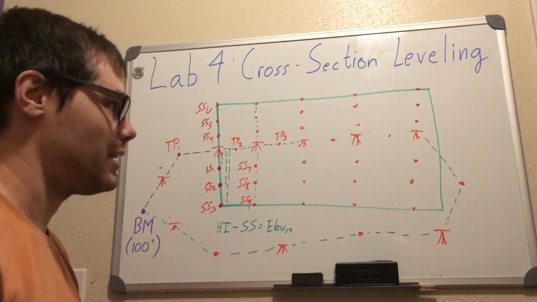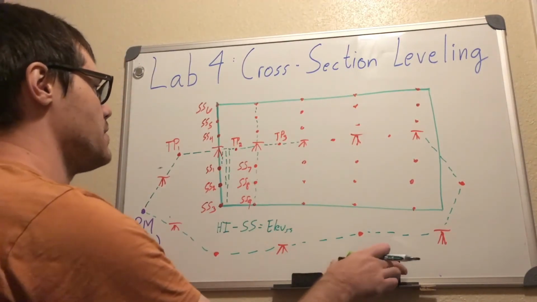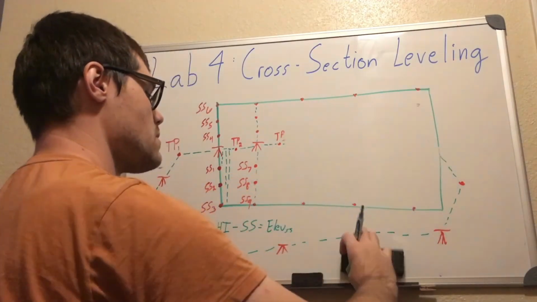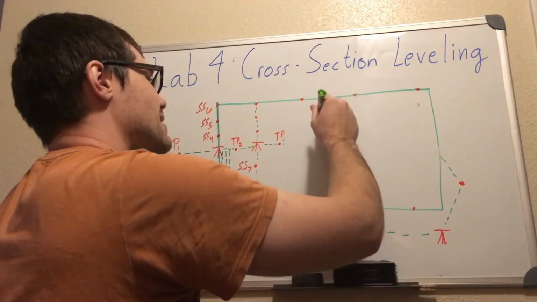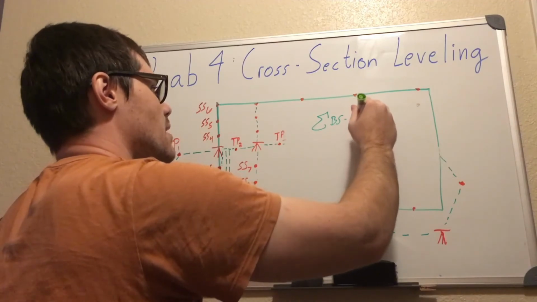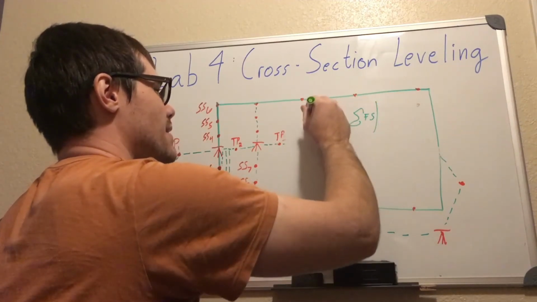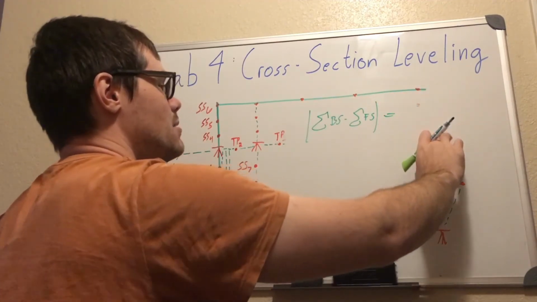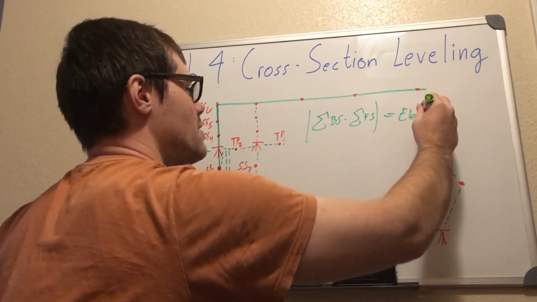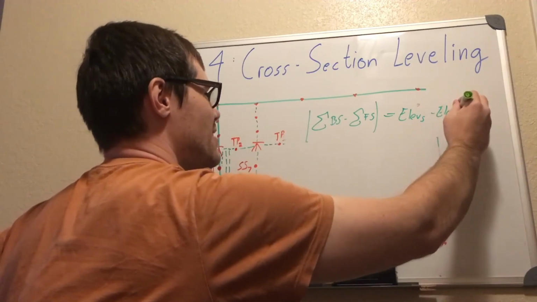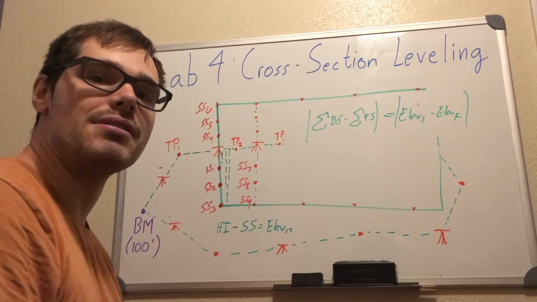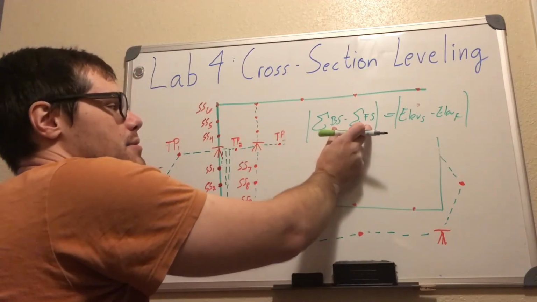Secondly, we would do a page check again. And remember what our page check definition was: the sum of back sights minus the sum of foresights, absolute value, has to equal our elevation start minus elevation finish, absolute value. Okay? Note the importance of these variables here.